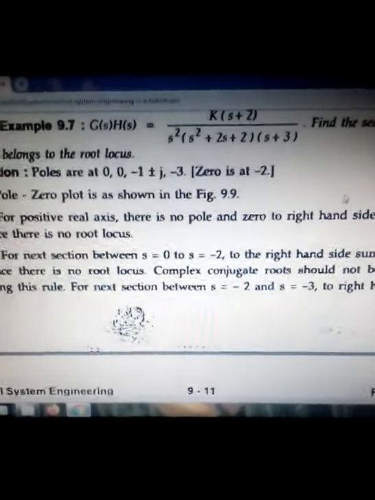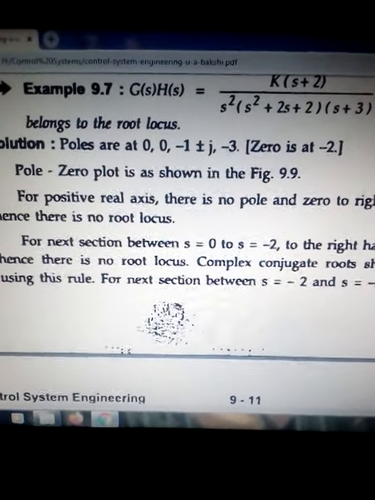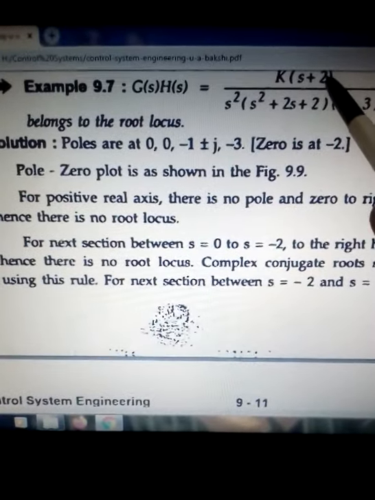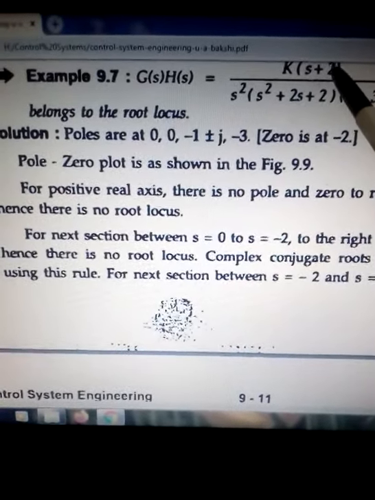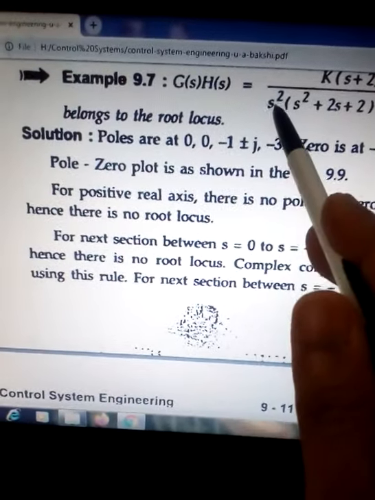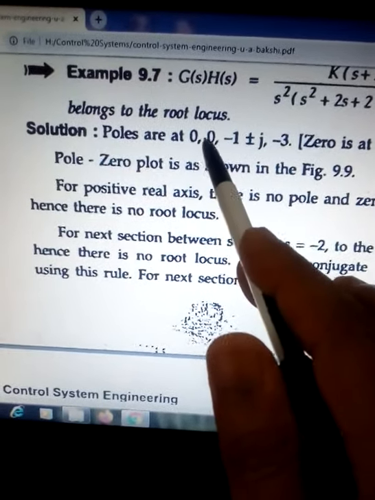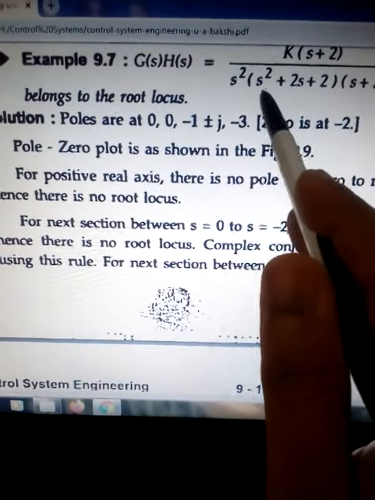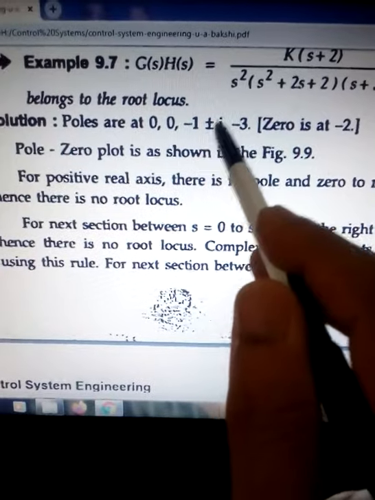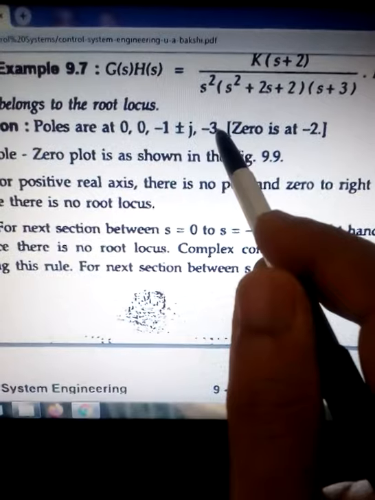Before starting the root locus, the first thing is we need to identify all the poles and zeros. So I can say there exists a single zero at s equal to -2. Then how about poles? First, s square means there are two poles, at s equal to 0 and 0. For s square plus 2s plus 2, I am getting the roots as -1 plus or minus j. Then for s plus 3, I am getting a pole at s equal to -3.